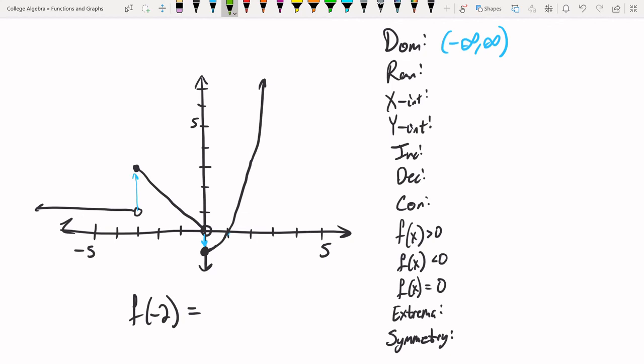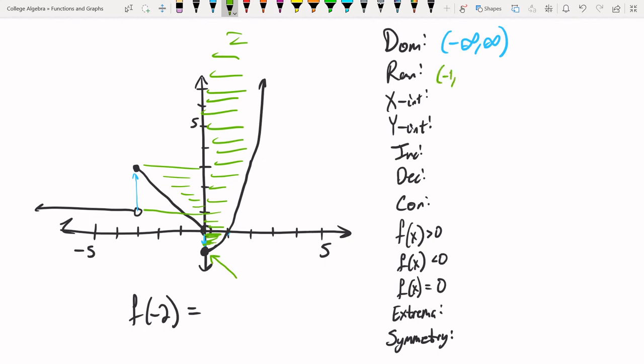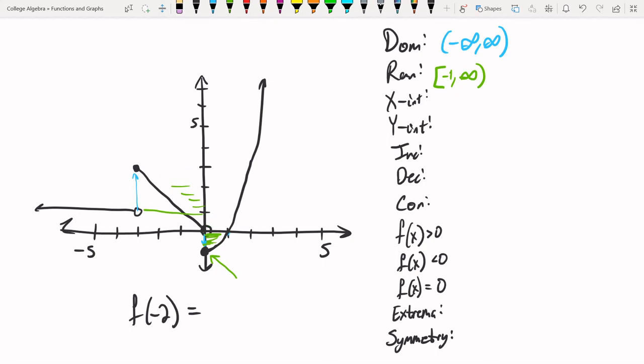Now the range, same idea. We can start going down the bottom. All this is covered. All of this is covered up here, and it continues on up indefinitely. All of this stuff has already been covered, and of course this is a single line which is covered. And so what's the lowest point? Lowest point's right there, which is negative 1. And that is actually included because it's a closed dot, so I should use a square bracket. And it goes on up indefinitely, so it goes to infinity. All right, that's the range.